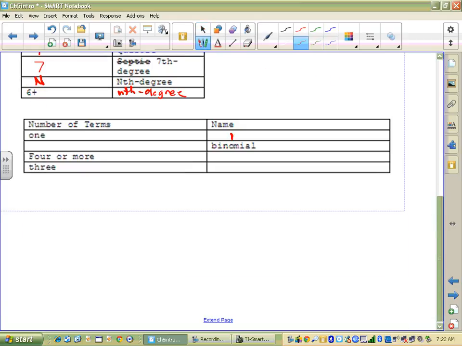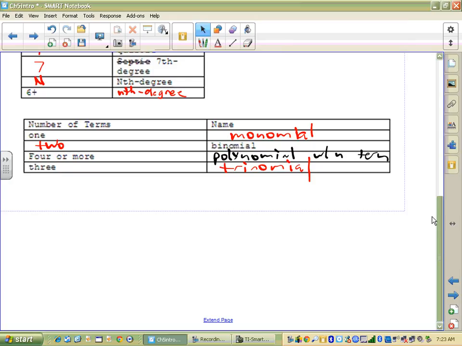A one-term polynomial is called a monomial. Sometimes I pronounce it differently, but anyway. If we have a binomial, then there are 2 terms. If there are 3 terms, it's a trinomial. And in the event that there's more than 3 terms, you can't have 2.5 terms or 3.5 terms, but if there's 4 or more terms, we just refer to it as a polynomial, okay? In the book, we'll take it farther and say it's a polynomial with n terms, a polynomial with 4 terms, a polynomial with 5 terms, okay?